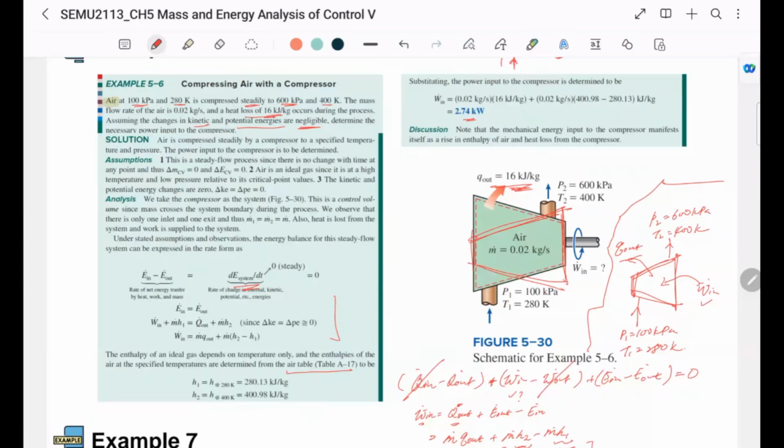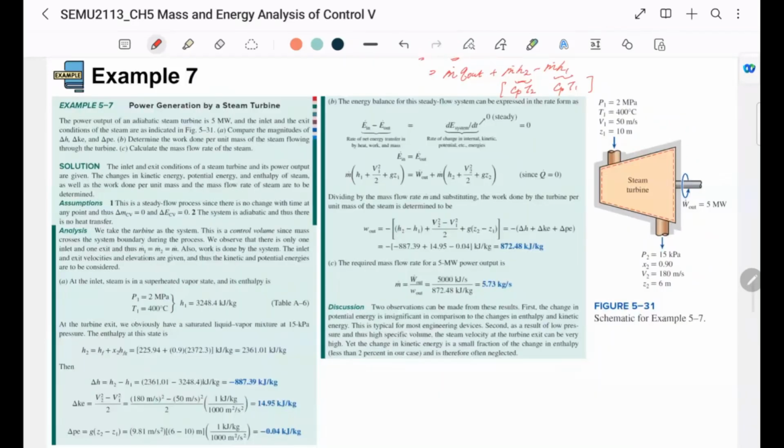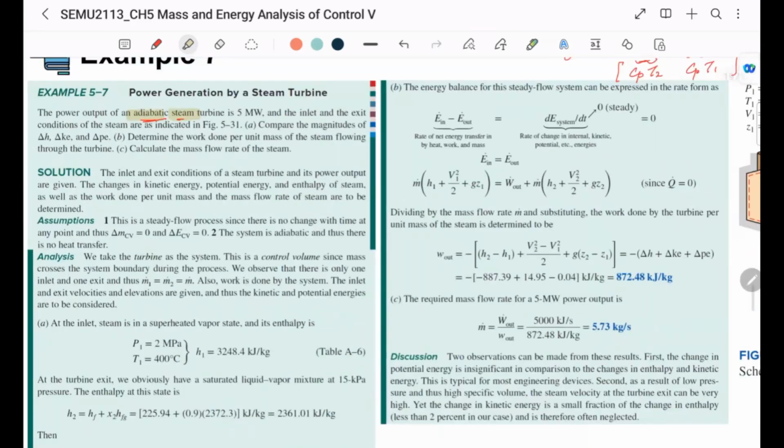But this is a compressor basically. And example 7 here is for a turbine. Also quickly, I'll just go through. So the power output of an adiabatic steam turbine. Here is an adiabatic system, which means no heat transfer, and it's steam, which means in this example we cannot treat it as an ideal gas. We must refer to the property table. And the inlet and exit condition of the steam are indicated in this figure.